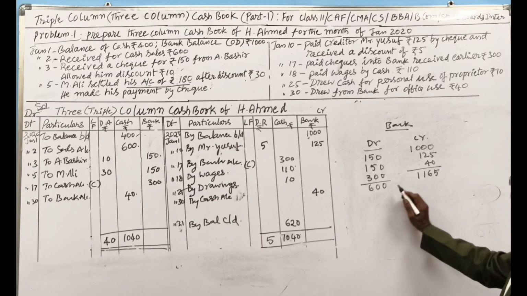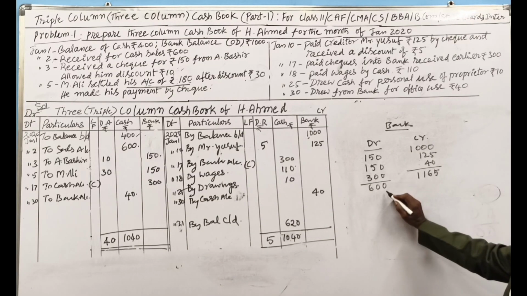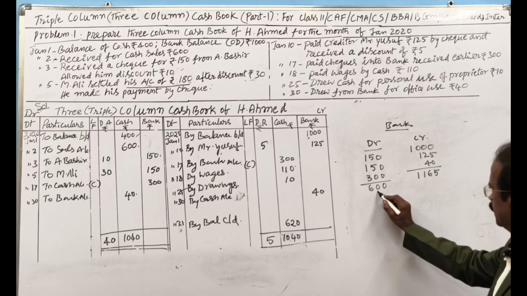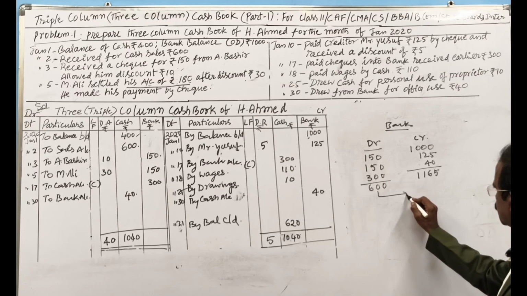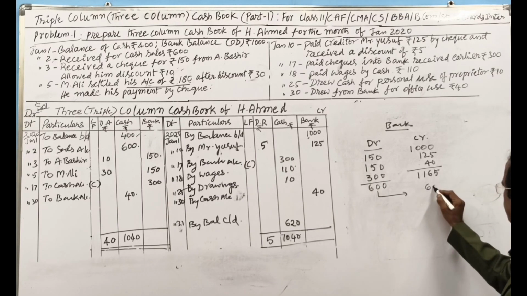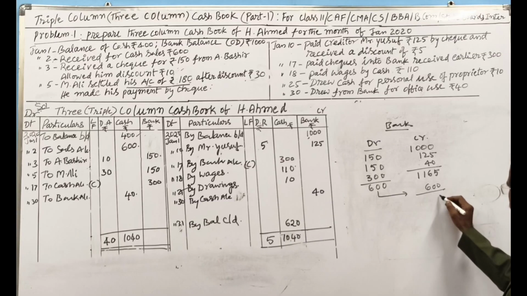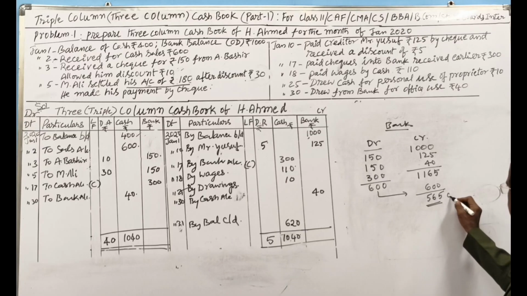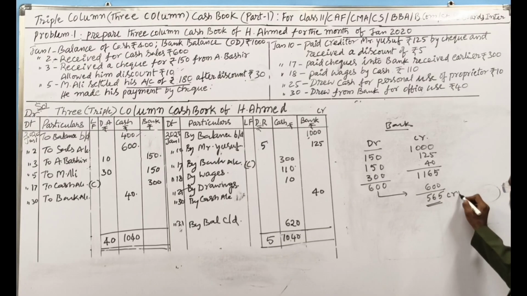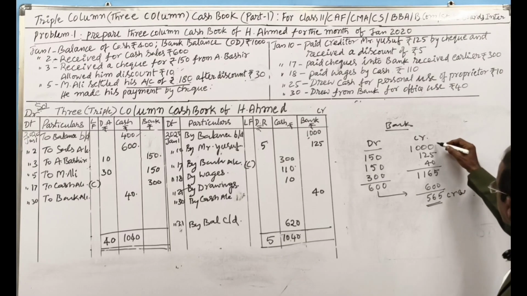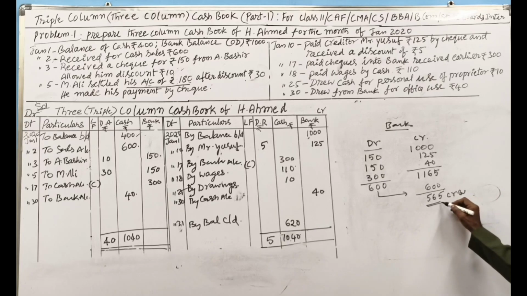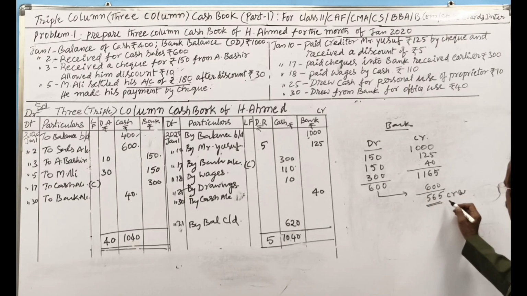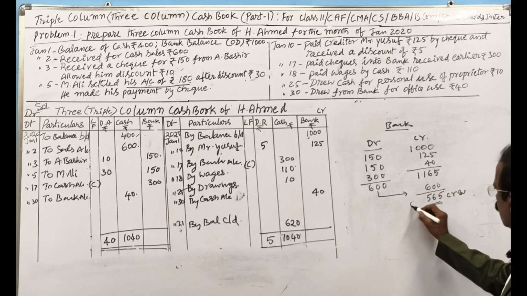Here the credit side is more, the debit side is less. This lesser amount you should write here. 600. 565. This is called credit balance. Credit balance means credits are more. That's why it is called credit balance. This is also called overdraft.